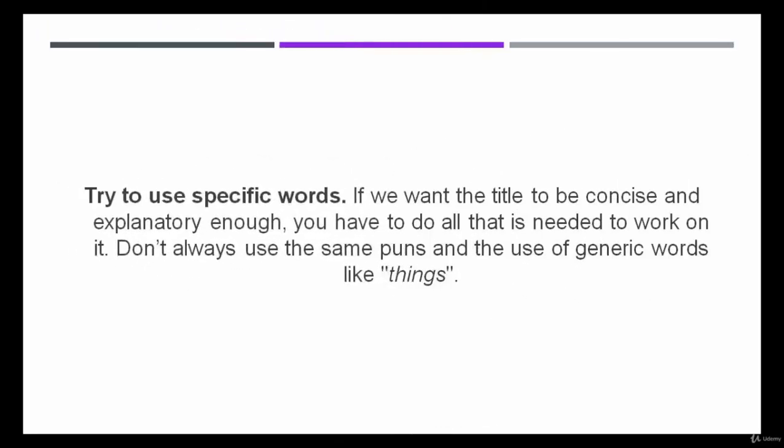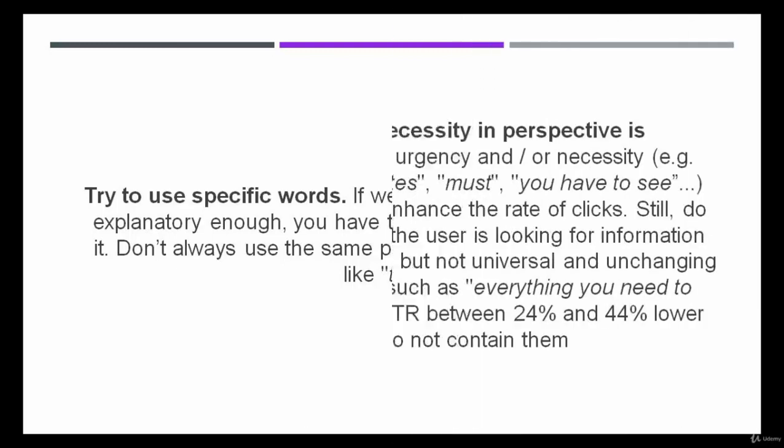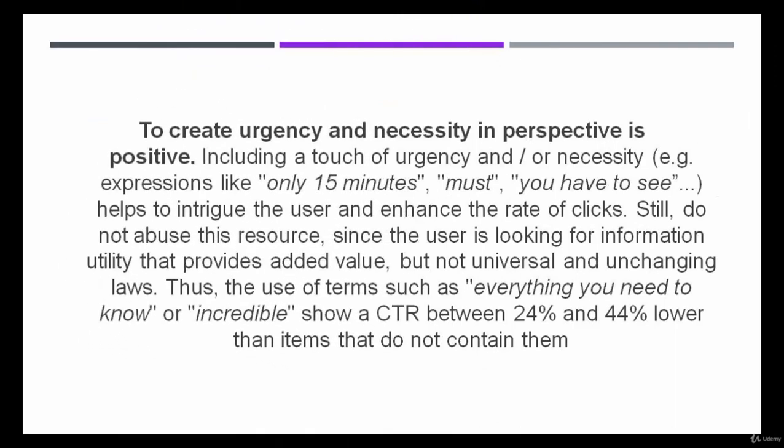If we want the title to be concise and explanatory enough, you have to do all that is needed to work on it. Don't always use the same puns and generic words like "things." To create urgency and necessity is positive, including a touch of urgency or necessity. Expressions like "only 15 minutes," "must," "you have to see" help to intrigue the user and enhance the rate of clicks. Still, do not abuse this resource, since the user is looking for useful information that provides added value, but not universal and unchanging laws.